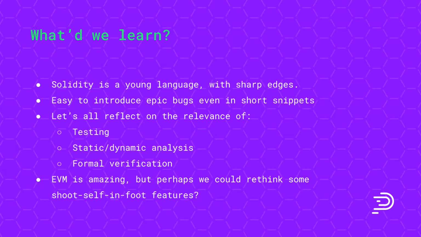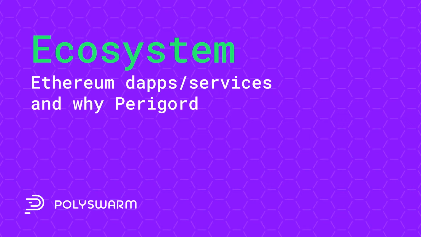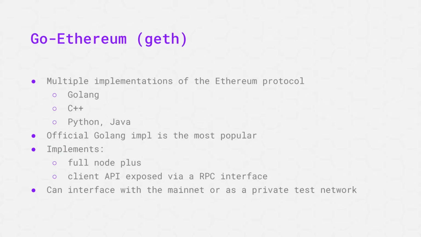But what does the ecosystem look like today? Let's look at some of the tools currently used in developing smart contracts. The first would be implementations of Ethereum itself. There are several official implementations of the protocol, including ones in Go, C++, Python, and Java. The Go version is the most popular, however.